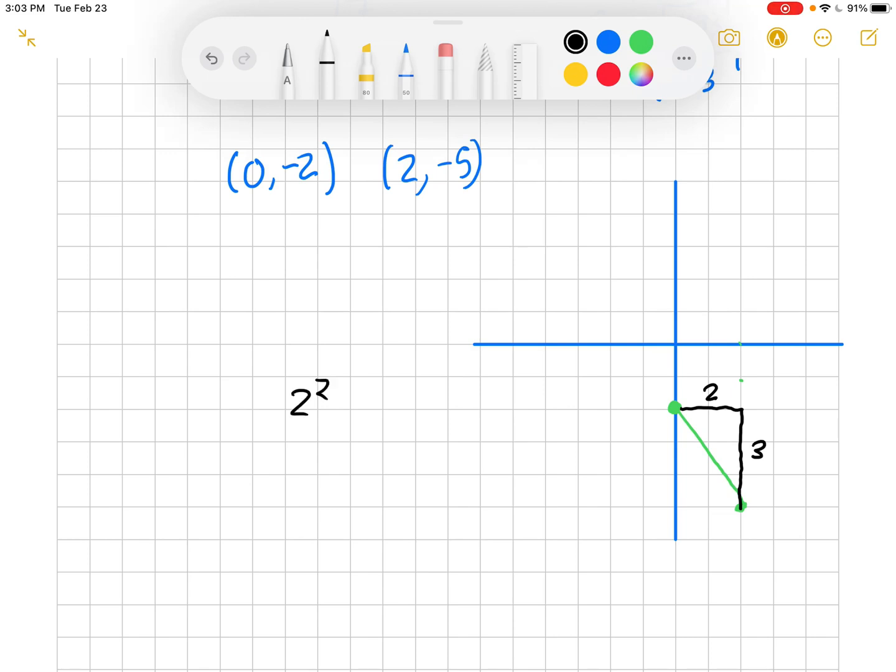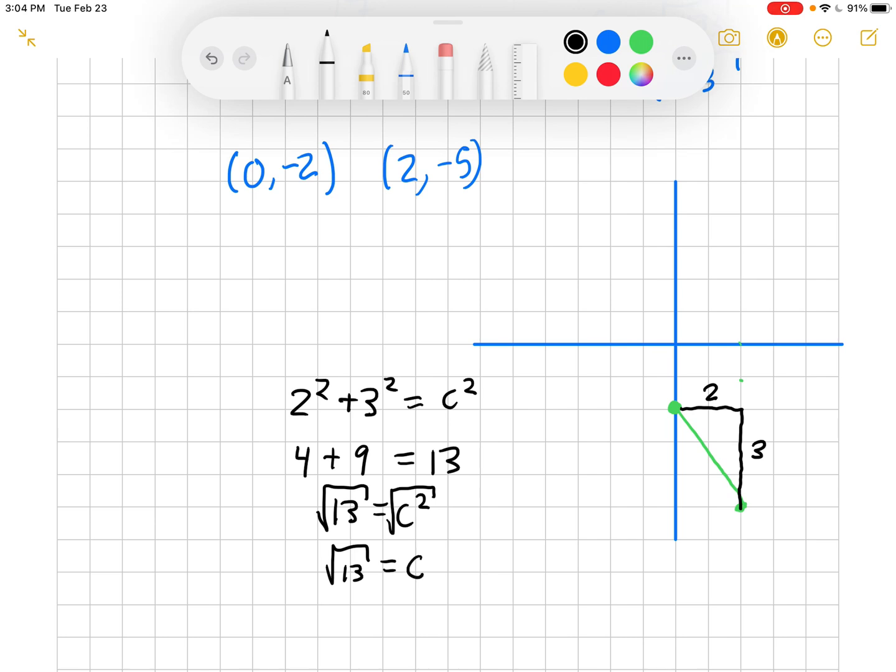So we get 2 squared plus 3 squared is equal to c squared, whatever that is. Now we don't necessarily know off the top of our brains, but we can figure it out. So we get 4 plus 9 is equal to 13. So therefore 13 is equal to c squared. We can go ahead and take the square root of both sides, giving us the square root of 13 is equal to c.